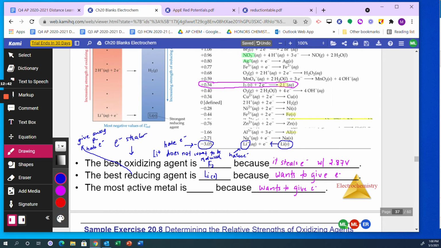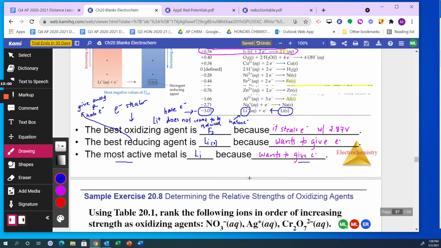The most active metal is the metal that wants to give away electrons. That would be, what do you think? You're right, that would be lithium. It's even more active than sodium, right?